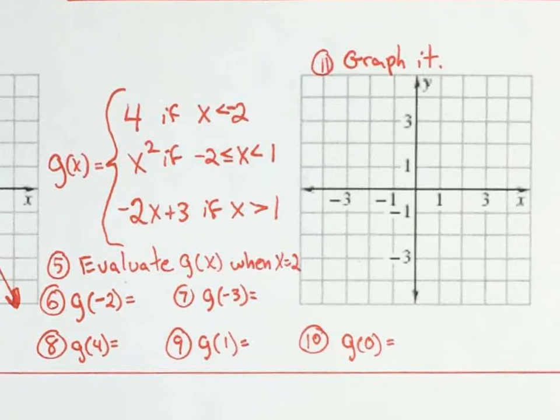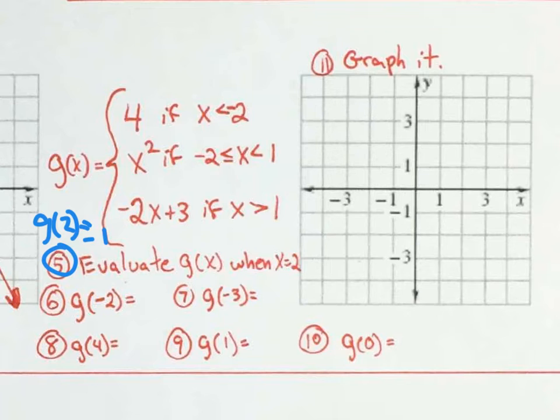So for number 5, it says evaluate when x equals 2. Well, 2 is greater than 1. You're going to use this one. And let's work it out right now in our heads. What is negative 2 times 2? And negative 4 plus 3? Negative 1. So the answer to number 5 is negative 1. And you should probably write it in the notation g of 2 equals negative 1. Sorry, that's all sloppy. But g of 2 equals negative 1.